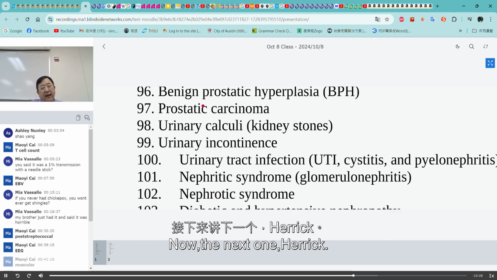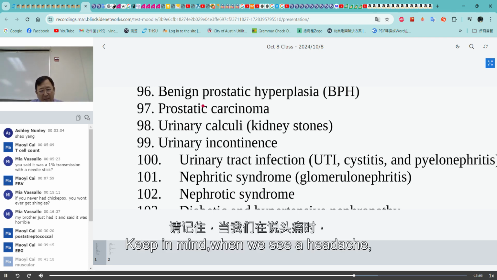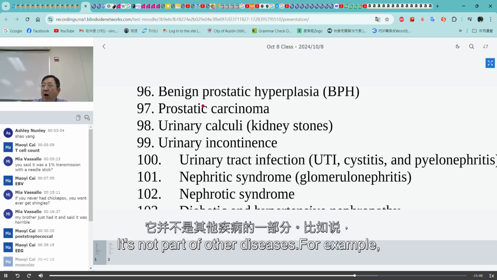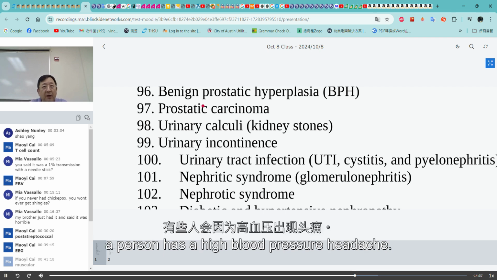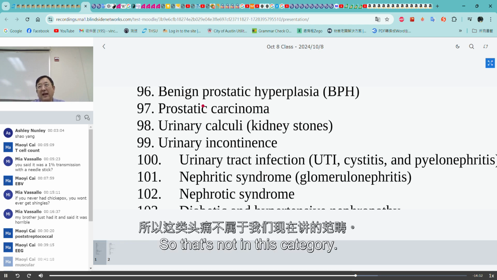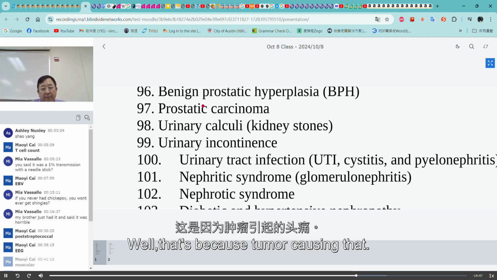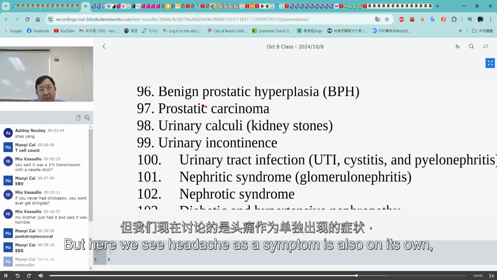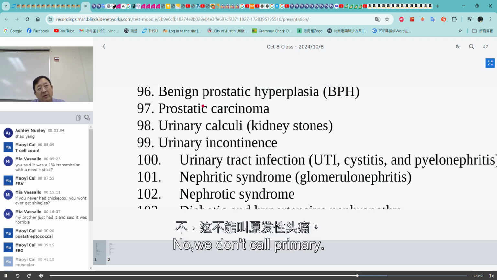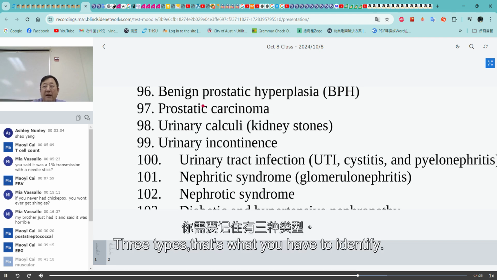Now, the next one, headache. Headache is always on the board exam. Keep in mind, when we talk about headache, we're talking about just a headache. It's not part of other diseases. For example, a person has a high blood pressure headache. Well, this is expected. Your blood pressure is high, so that's not in this category. A person has a brain tumor, you have a headache, right? That's because the tumor is causing that. But here we see headache as a symptom that is also, on its own, a disease. Headache. Do we call that primary? You can call it primary, just a headache, essential headache. Three types, that's what you have to identify.